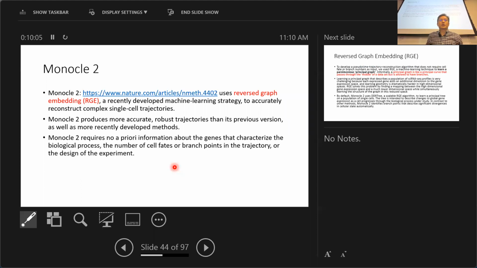In Monocle 2, they changed this, using reverse graph embedding. I don't know exactly what it is. You have to read the paper in order to really understand it. They will change, okay? They claim that Monocle 2 will produce a more accurate, robust trajectory than the previous version.